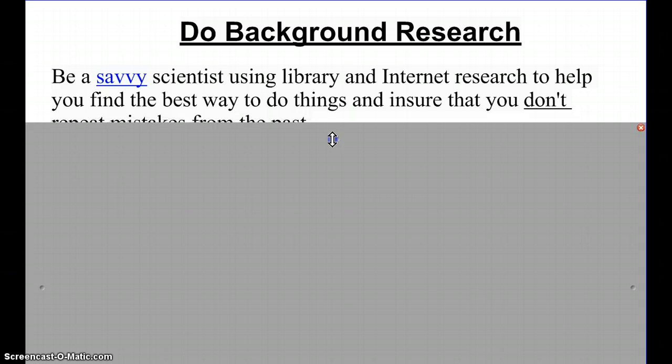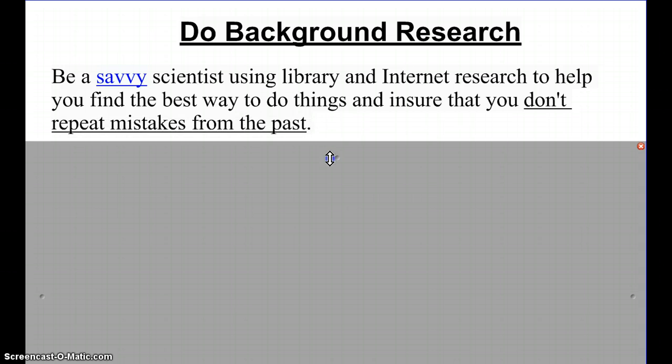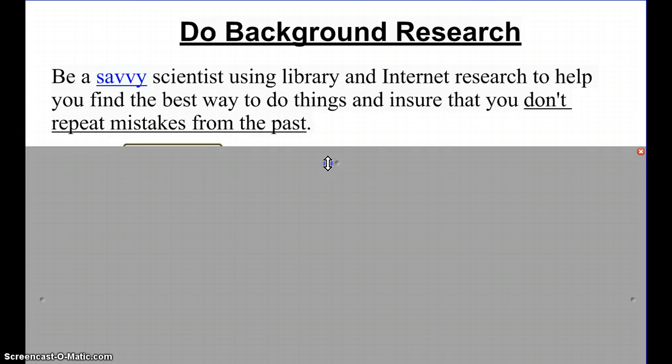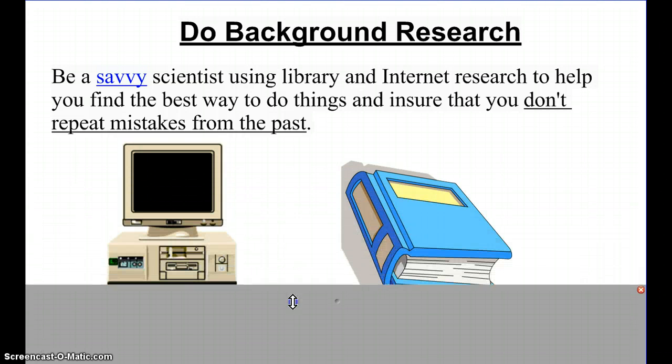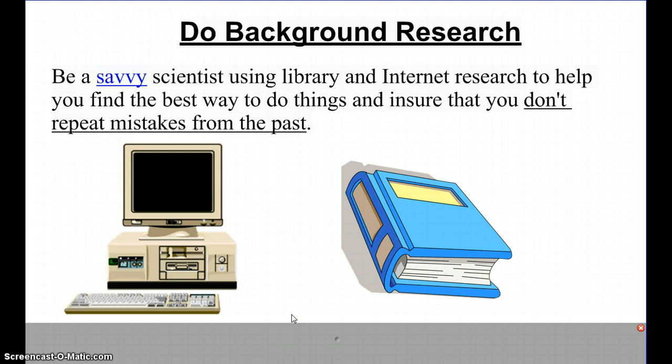And next, you're going to go ahead and do some background research. You want to be a savvy scientist by using library and internet research to help you find the best way to do things and ensure that you don't repeat mistakes from the past. It'd be a bummer to do something over again and realize that all the time and energy that you put in, someone already did something like that.